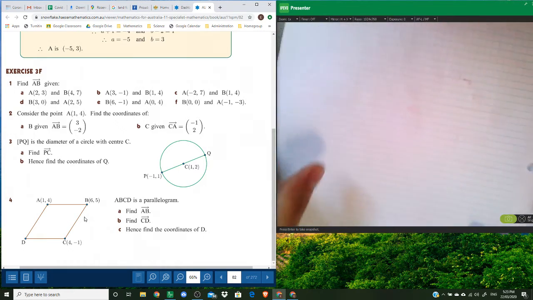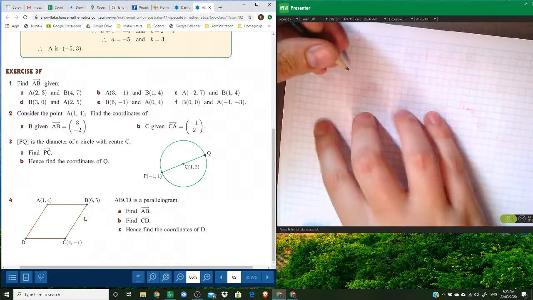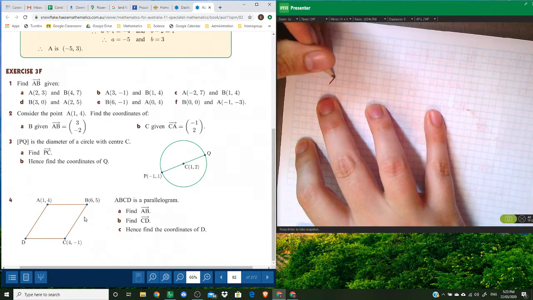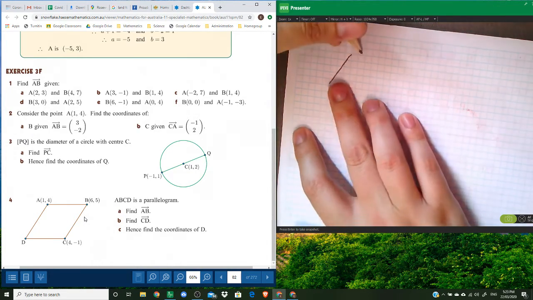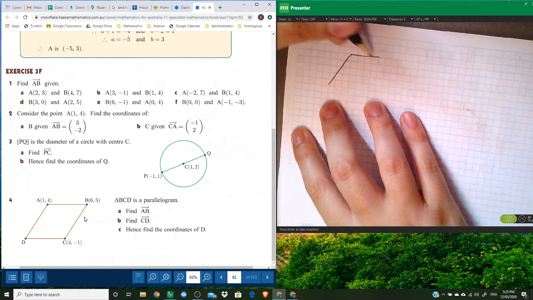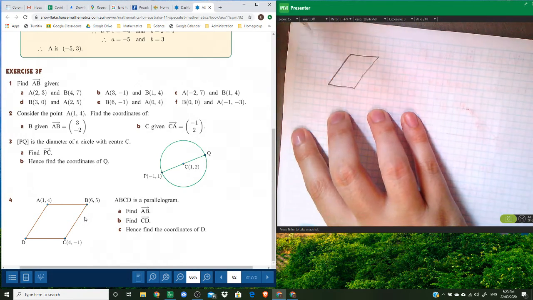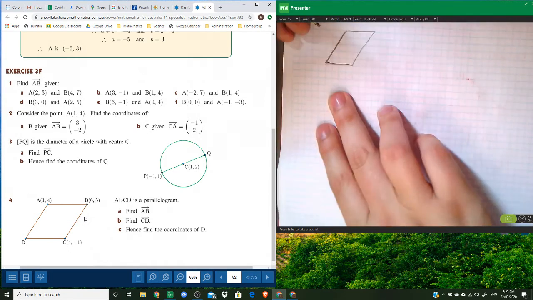There's a blank page I haven't used up yet. Okay, there we go. All right, so we've got a parallelogram. I'm going to do something like this. I'm going to go across like they did. So that goes back 3, like that, and like that. Not quite the same as theirs, but it'll have to do.